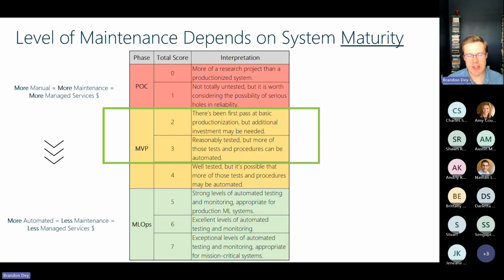And then we land at that overall system score, which you can assign labels to make it a little more human readable, right? You've got a POC and MVP or the ML ops. Really, this MVP is highlighted because this is where economic ROI starts to be realized. And so if you build a level 2 system, there's been a basic first pass at productionalization, but additional investment might be needed just to really make it reliable.